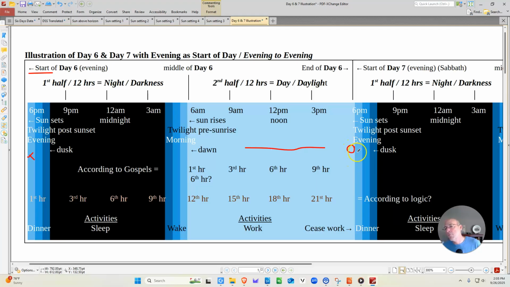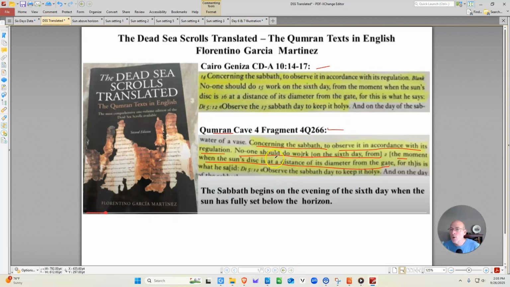As I read Professor Martinez or Garcia, I think he's translating that passage to read that once that sun, and before, this would be the start of the Sabbath, start of the day, evening, Sabbath. This would be the start of the day. But I think the way that Professor Martinez is translating this, he's saying that everyone should basically stop working. Let me see if I can find it here real quick. No one should do work on the 6th day from the moment when the sun's disk is at a distance of its diameter from the gate.